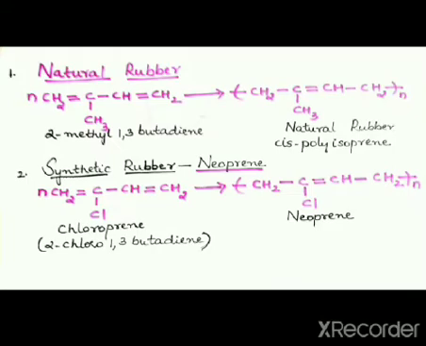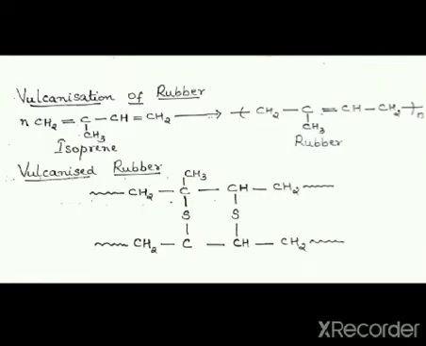Now take synthetic rubber neoprene. Its monomer is chloroprene. And what is chloroprene? It is 2-chloro-1,3-butadiene. Chloroprene on polymerization gives the polymer neoprene. Both natural rubber and synthetic rubber can be considered as addition polymers. Let us now discuss about vulcanization of rubber.